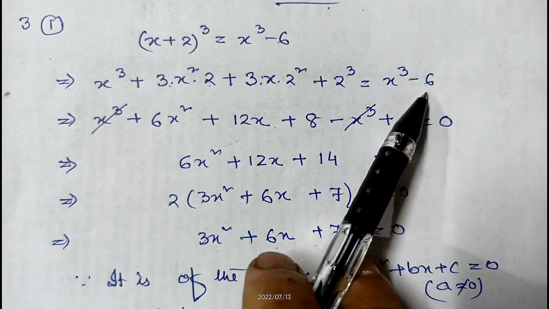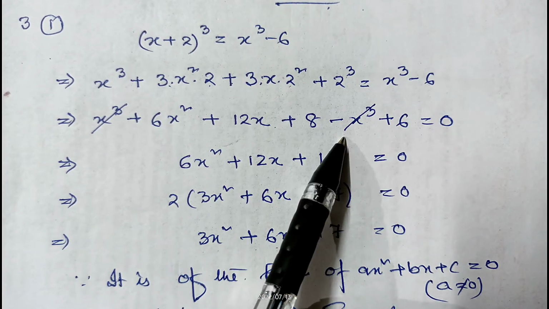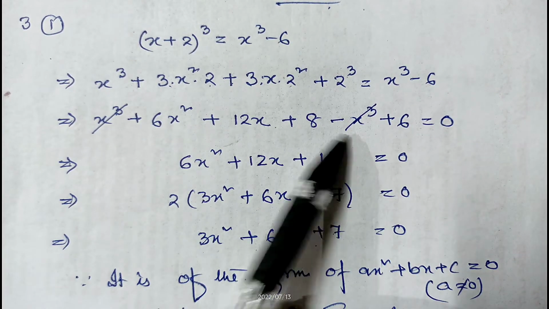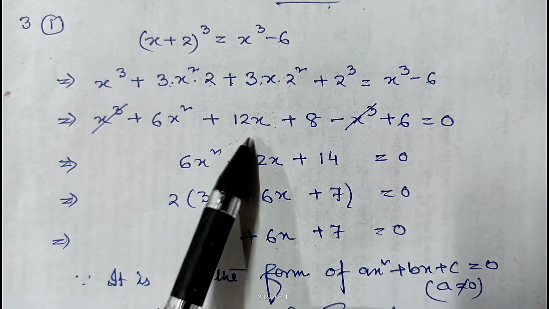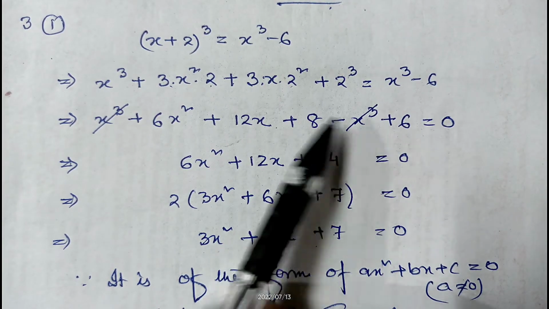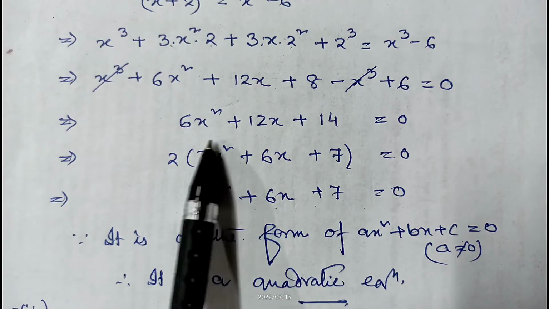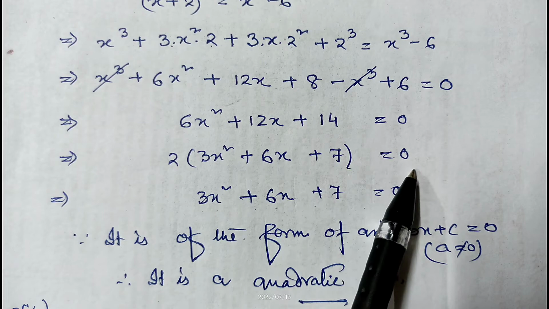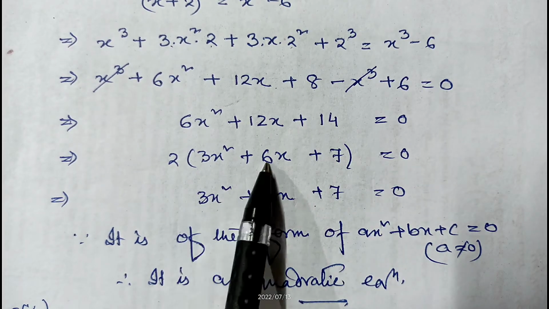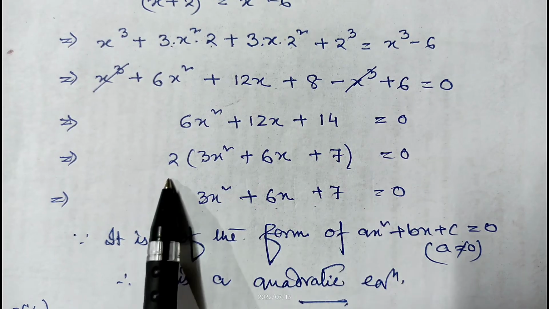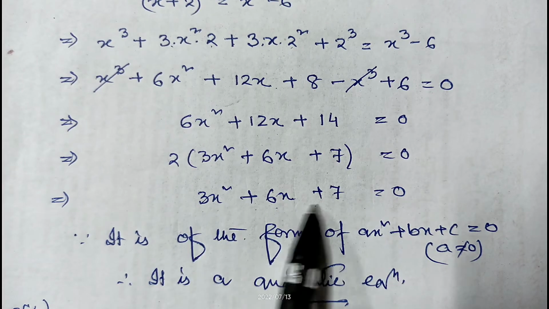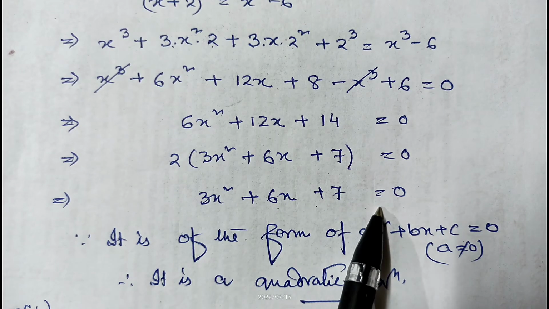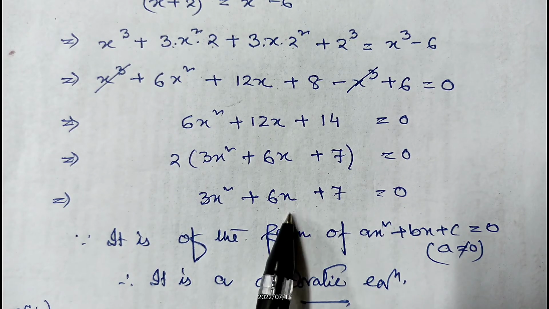This x cube minus 6, if I transfer, it will be minus x cube plus 6 equals to 0. Plus x cube and minus x cube can be cancelled. So we are left with 6x square plus 12x plus 8 plus 6, it will be 14 equals to 0. So if I take 2 common, we are left with 3x square plus 6x plus 7 equals to 0. Now this part is of the format of ax square plus bx plus c equals to 0. Therefore, it is a quadratic equation.